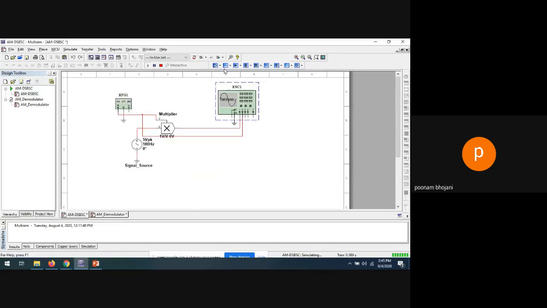Or first of all, let me show you the connections properly. We want to see all the waveforms. So let's say first I'm connecting the message signal with the first channel of the oscilloscope. Second, I am connecting the carrier signal with the second channel of the oscilloscope. And third, the modulated signal from the output of the multiplier.